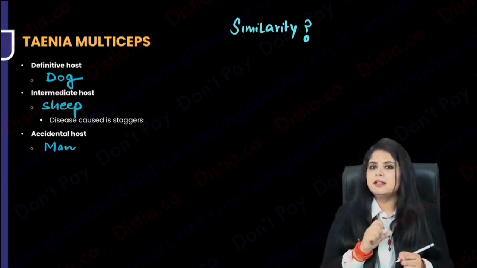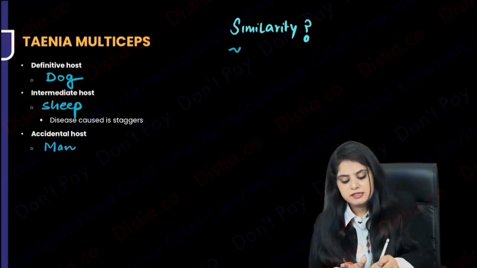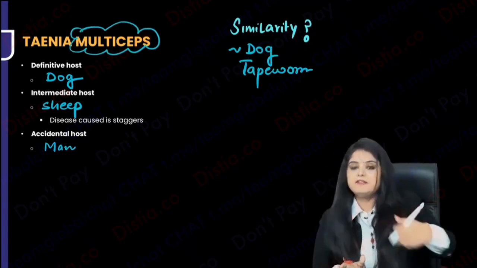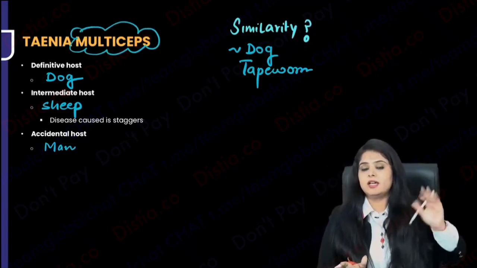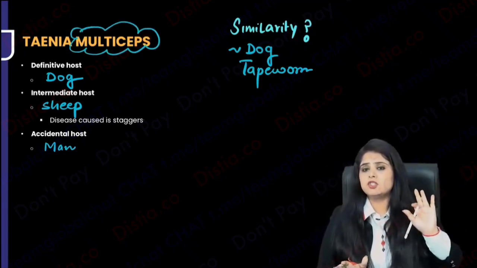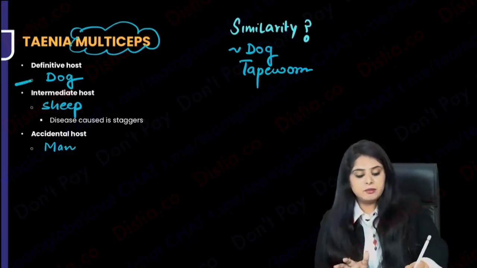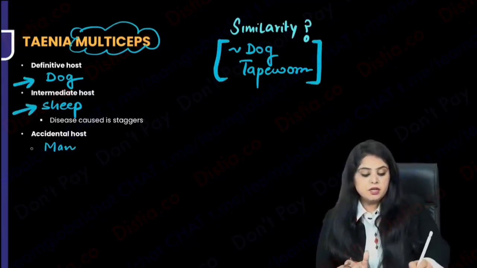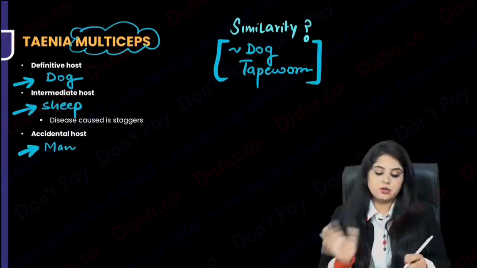What does this remind you of? What I'm going to teach you next. This is sounding like the dog tapeworm. So, oh my God, this multiceps has totally left the family. Multiceps has gone in multifold directions. It is going to have a life cycle between the dog and the sheep, just similar to Echinococcus, the dog tapeworm. Human has become an accidental host. That is all that I wanted to say.